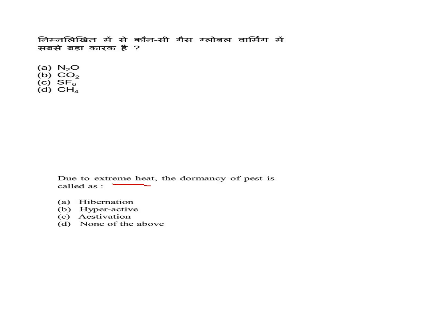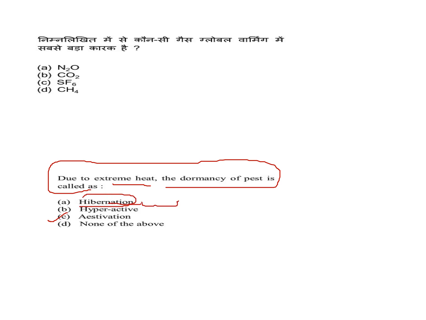Due to extreme heat, the dormancy of pests is called as? The answer is estivation. Hibernation is the opposite of estivation, that is, it occurs in winter dormancy due to extreme cold, whereas estivation is due to higher temperature.